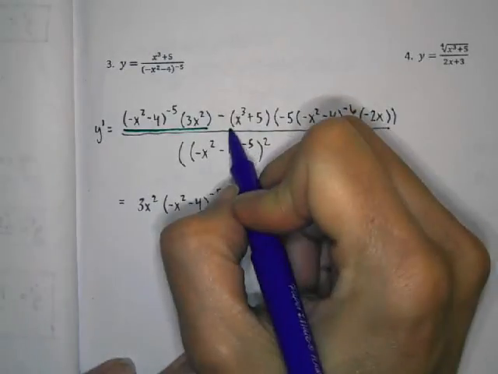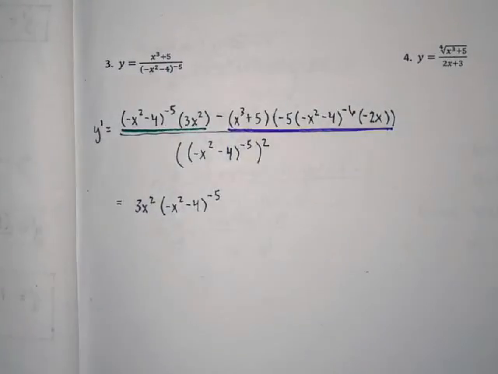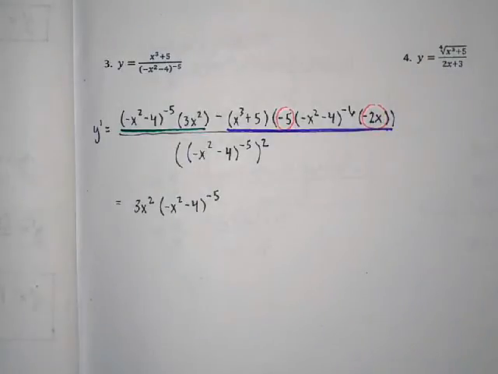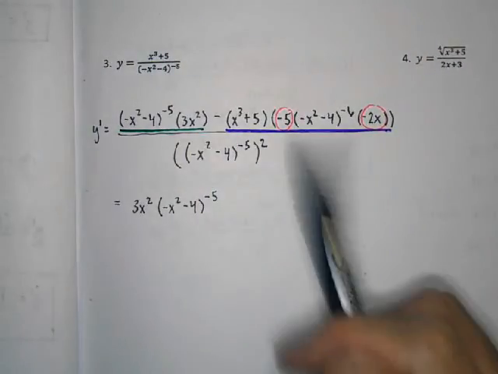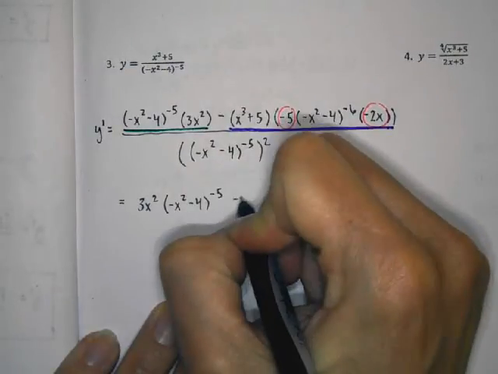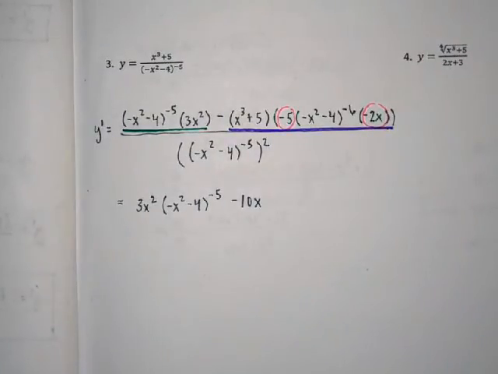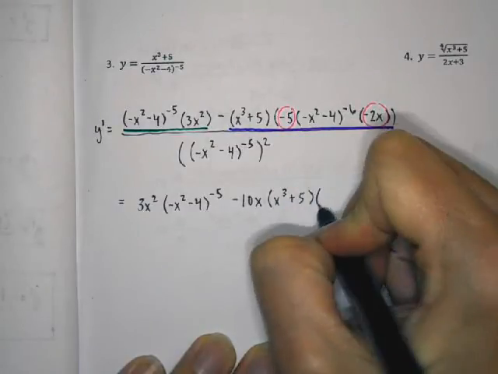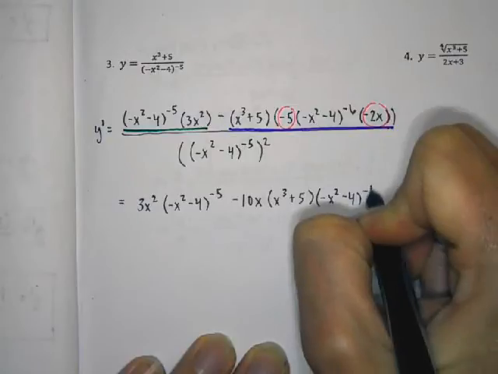Now I'm going to see if there's anything I can multiply to simplify my second term a bit. And so the only thing I see here is taking my negative 5 and my negative 2x, and I'm going to go ahead and multiply those together. So negative 5 times negative 2x is going to give me a positive 10x. Since I have subtraction here, it's going to be minus 10x. And then I'm just going to write down my other factors, my x cubed plus 5, and my negative x squared minus 4 to the negative 6.